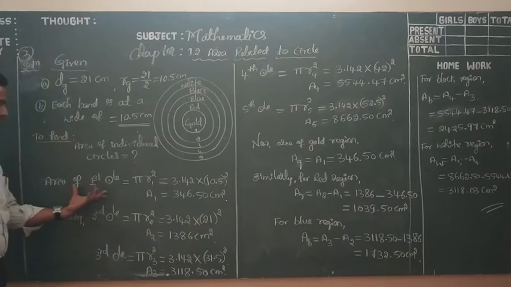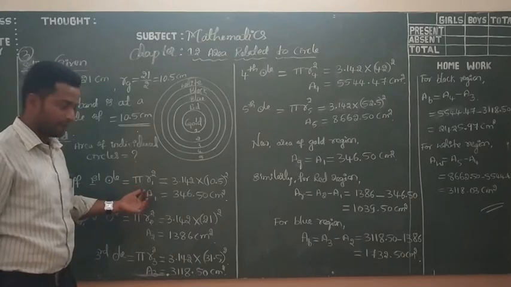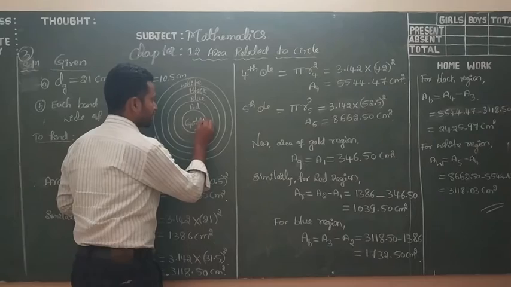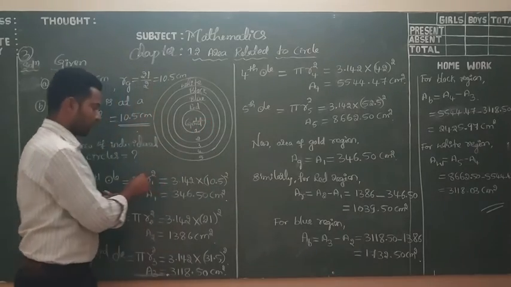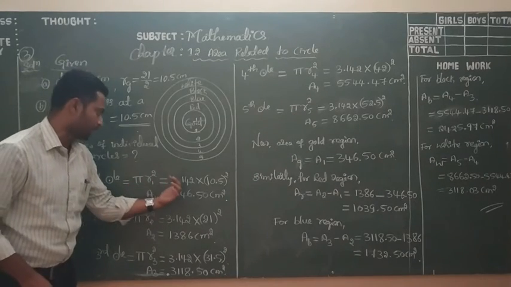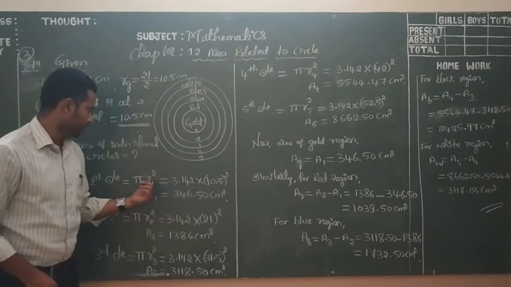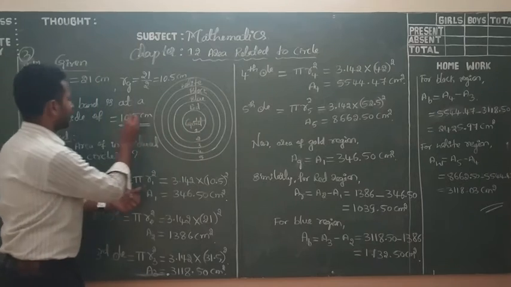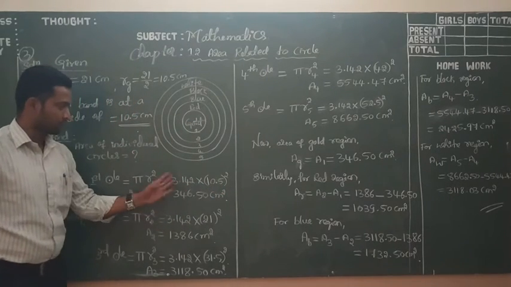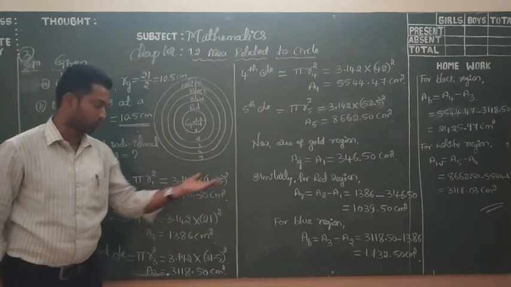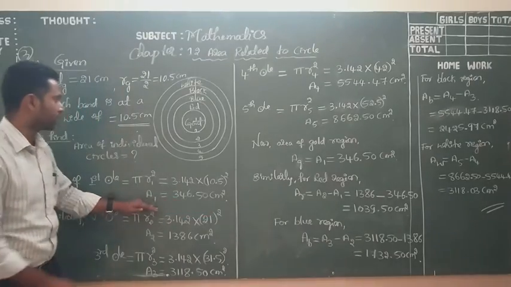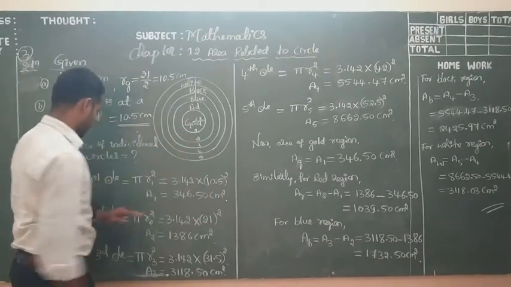So the area of the first circle is pi r1 square, where r1 is the radius of this first circle. The pi value is 3.142, and the radius of the first circle is already given as 10.5, so 3.142 into 10.5 whole square is 346.50 centimeter square. This is the area of the first circle.